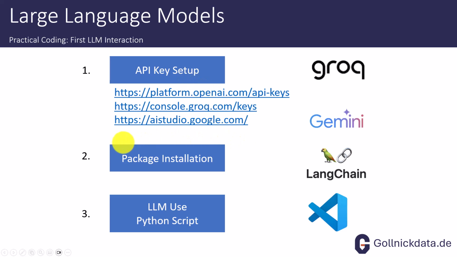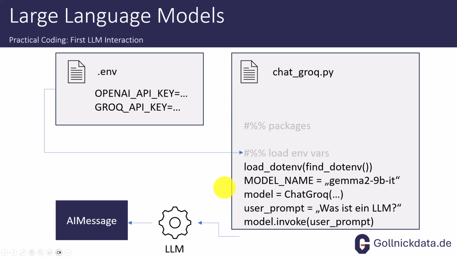Then you need to have all the packages. The packages are mostly coming from LangChain, and we will see how we use them in the next lecture. And then we are going to use our Python script. So the process looks then like this. We have some environment file in which all the different API keys are stored.